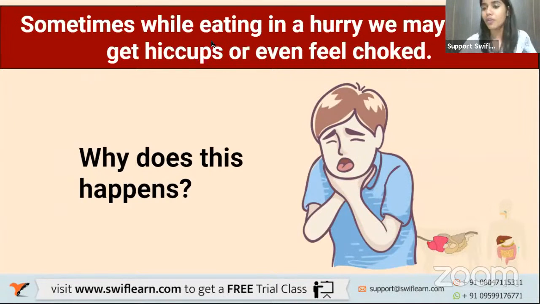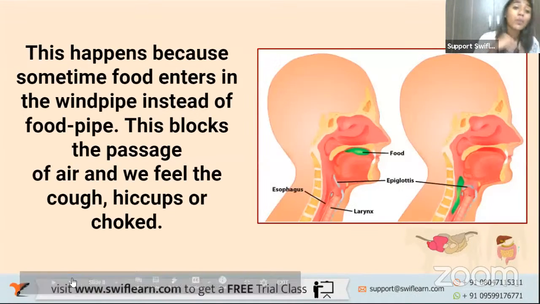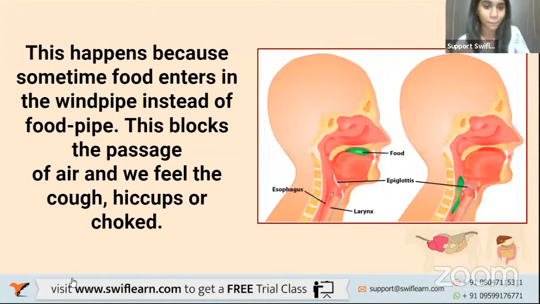That is the function of your food pipe. It takes food that we eat with your mouth, and it goes to your stomach through the food pipe. And the windpipe takes the air that you inhale to the lungs, right? Now in some cases, when you're eating in a hurry, there are chances that the food enters into the windpipe instead of the food pipe.